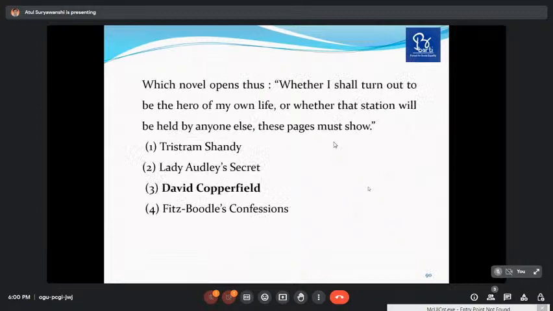The next question. Which novel opens thus? Whether I shall turn out to be the hero of my own life, or whether that station will be held by anyone else, these pages must show. David Copperfield was published in 1850 by Charles Dickens.